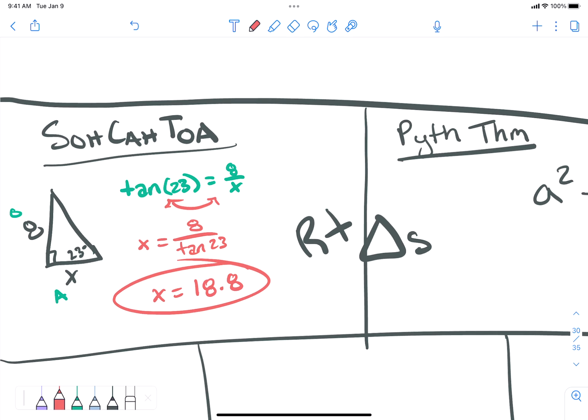Okay. So you can use SOHCAHTOA when it's a right triangle. You can also use the Pythagorean theorem when it's a right triangle. Okay. Let's go back up here.